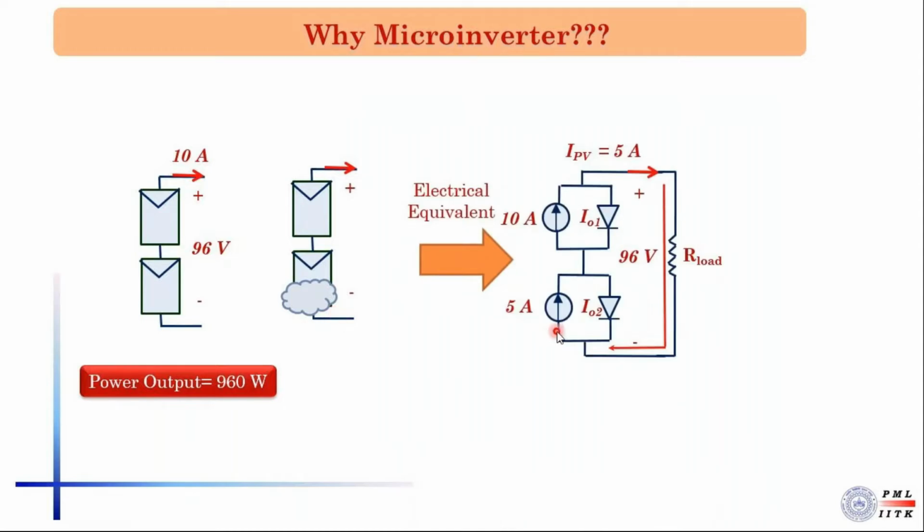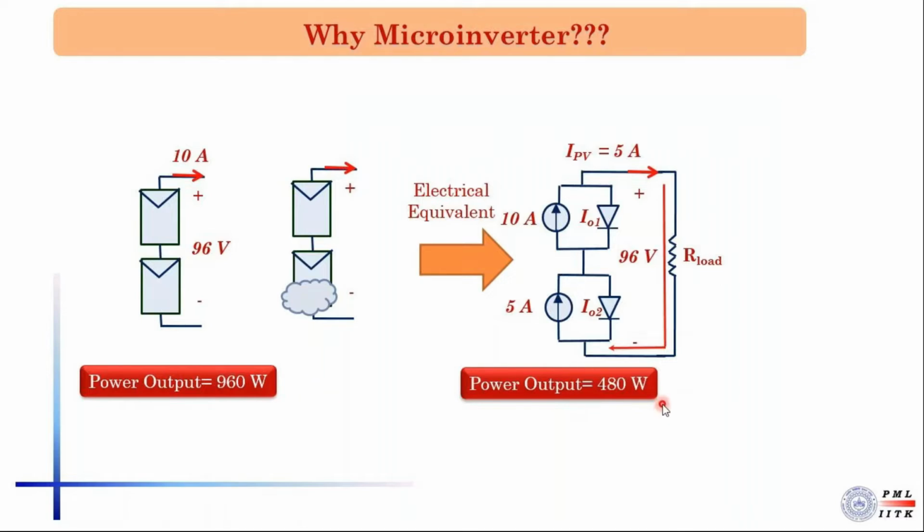Here, the short circuit current of the shaded panel will have a lower value. Let's say it is 5 ampere. Now, since these two circuits are connected in series, the output current of the PV panel becomes 5 ampere. So here the output power will be 480 watt. Now, as we can see, as compared to the first case where none of the panels was shaded, the power output becomes half.